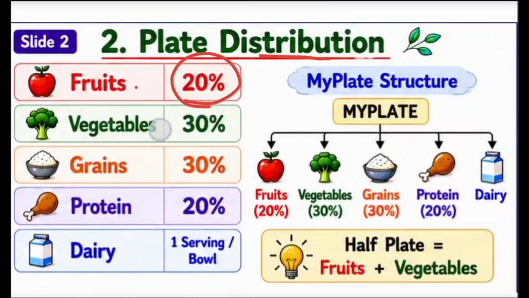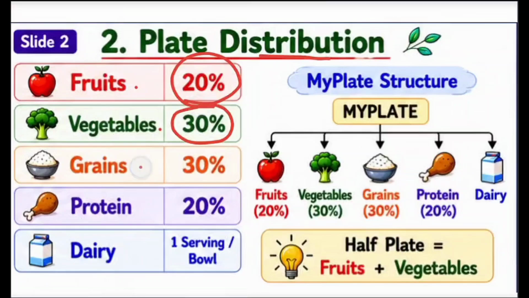Next are vegetables. Vegetables should occupy approximately 30% of your plate. This means vegetables should make up the largest portion of the plate. They provide fiber, vitamins, minerals, and disease protective compounds. Examples include carrots, spinach, cabbage, cauliflower, and tomatoes.